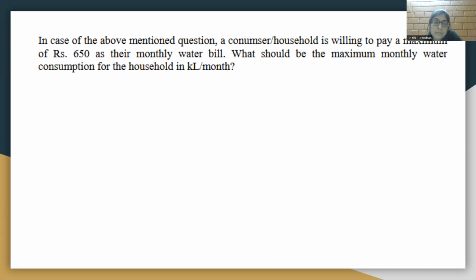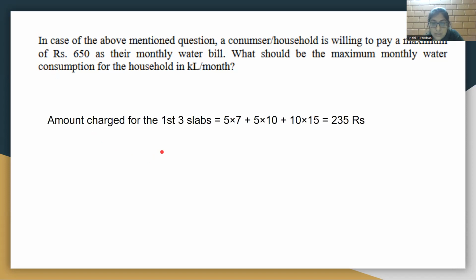Actually, this question was asked in the assignment. So in the previous question, we did 5 into 7 plus 5 into 10 plus 10 into 15 plus x into 25, and in the last part, I equate it with 650. That's exactly how this is computed. The first three slabs consume 25 kiloliters, which accounts for only 235 rupees. So whatever extra amount is coming is what is being charged in the last slab.